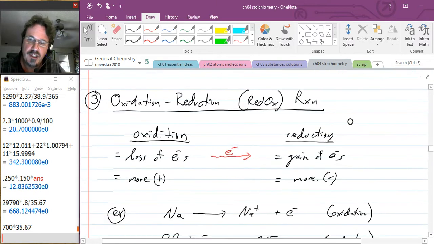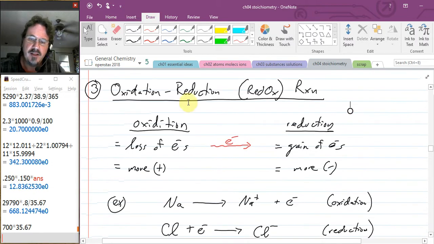Okay, the third type of reaction are oxidation-reduction reactions, also known as redox. That comes from reduction and oxidation. So, redox reactions. Now, once again, we need to define what we are talking about here. Oxidation involves the loss of electrons, whereas reduction involves the gain of electrons.